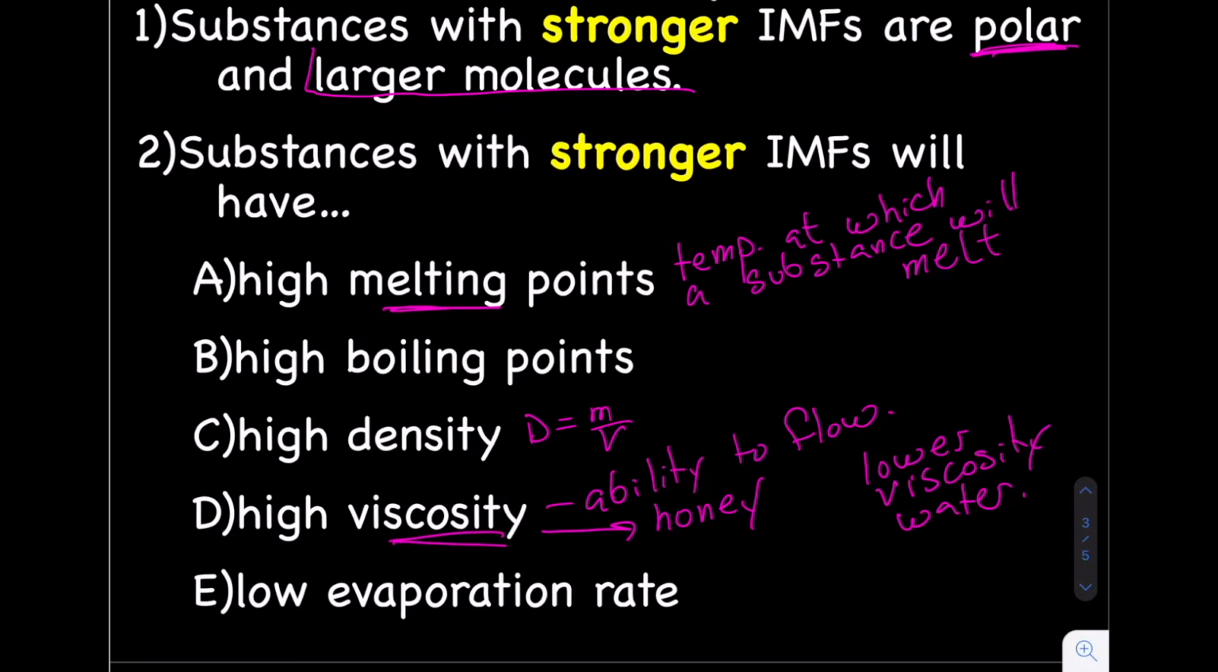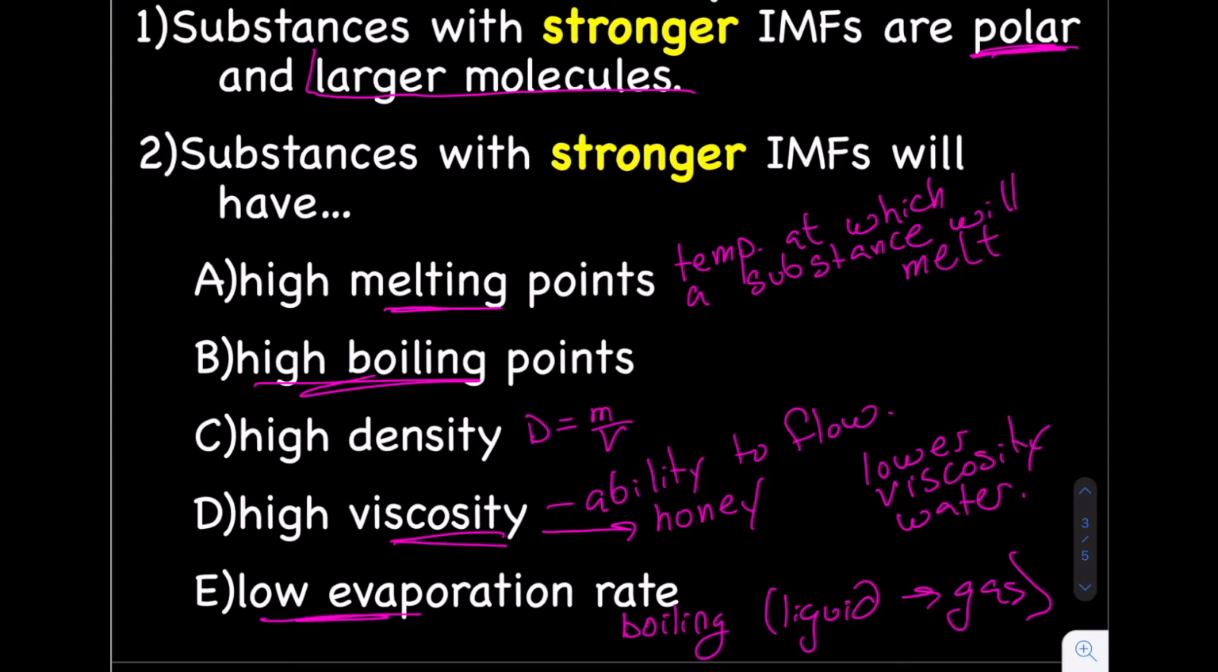Substances with stronger IMFs also have a low evaporation rate. Evaporation is really going from water on the ground in the morning, and then the sun comes up, right, and the water evaporates. If you think about it, it's boiling, right? It's a way to think about it. It's going from a liquid to a gas. Okay, and the reason it has a low evaporation rate is because it has a high boiling point.